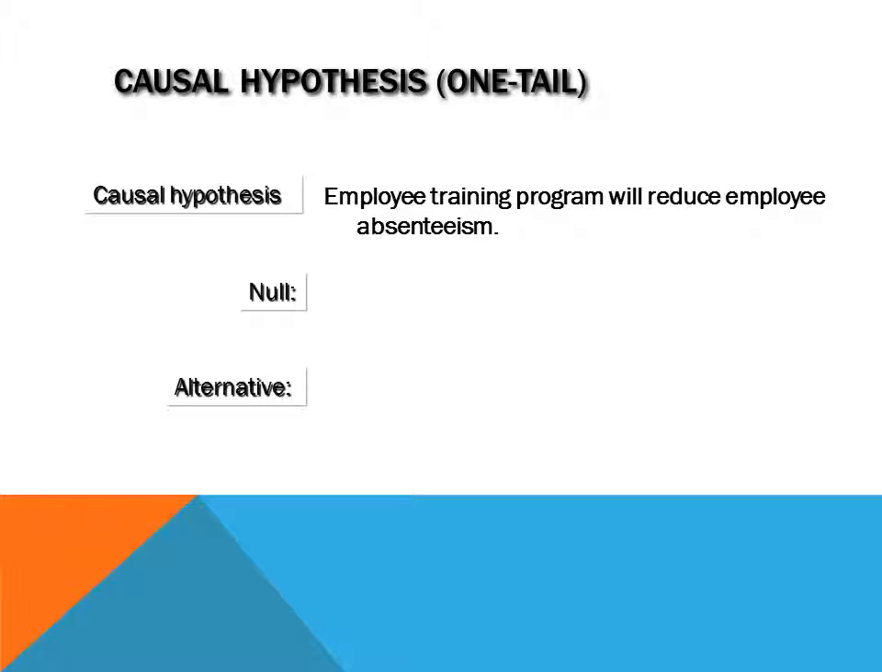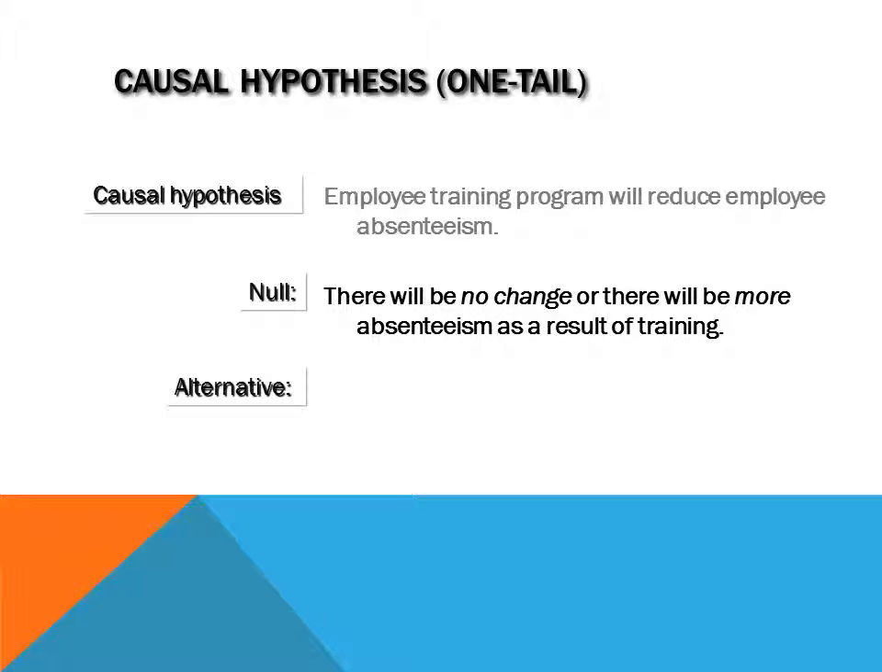But the key word here is reduce. And what that tells you is that there is a direction to this hypothesis. And when a hypothesis proposes either an increase or a decrease, it is proposing a direction in the tail of the distribution, either left-tailed or right-tailed. And therefore, this is a one-tailed hypothesis. And, as I just said, the null hypothesis is everything other than what's existing if the relationship in the alternative hypothesis is not supported. So if the relationship in the alternative hypothesis in this case is not supported, which is a reduction, what is left is either no change in absenteeism or an increase in absenteeism.